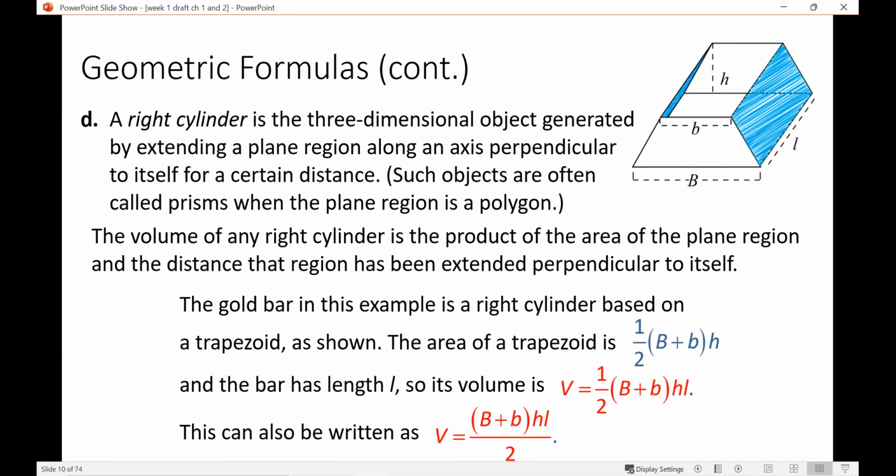Okay. So the area of just that trapezoid base is going to be 1/2 the average of these two sides, the top and the bottom, times the height of that piece. And then we just have to multiply that by how far we've stretched that base. So our volume is going to be this formula right down here.